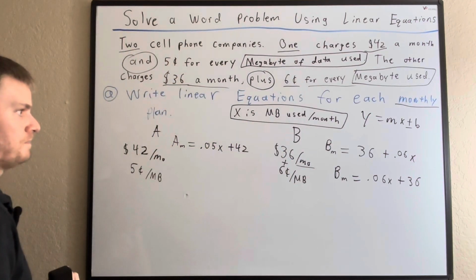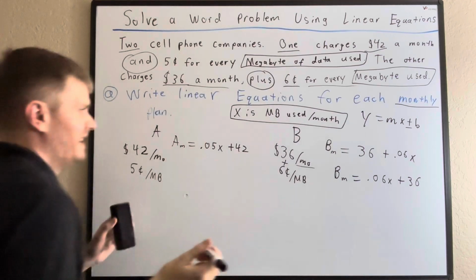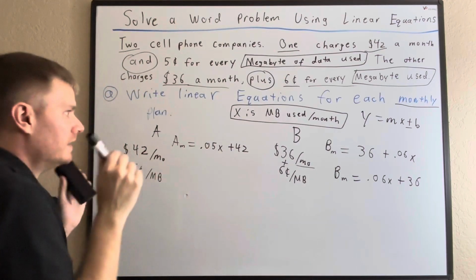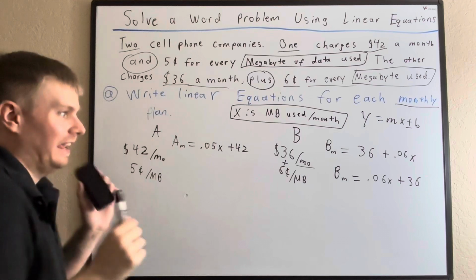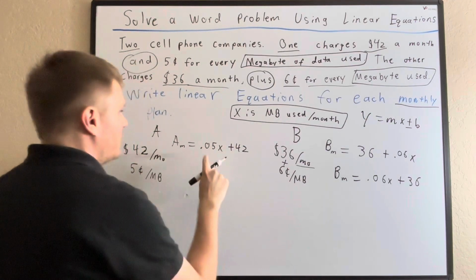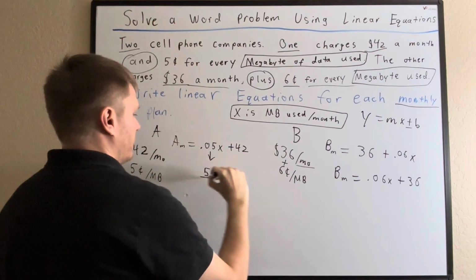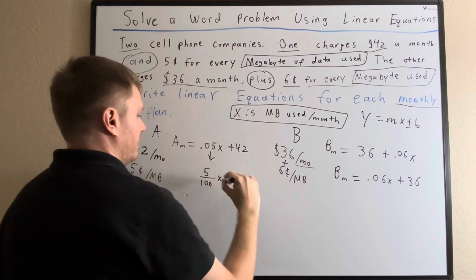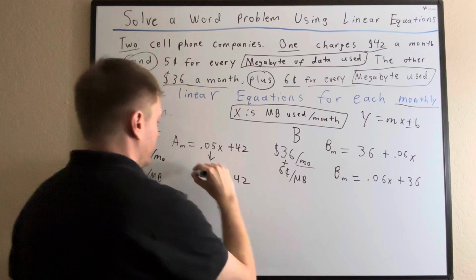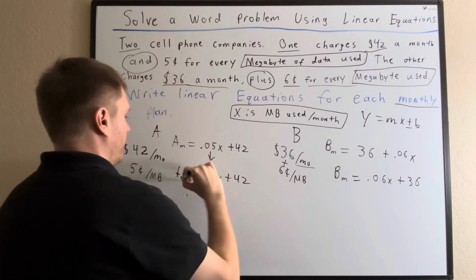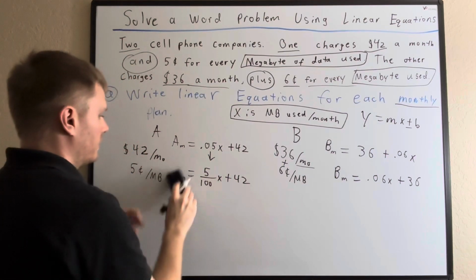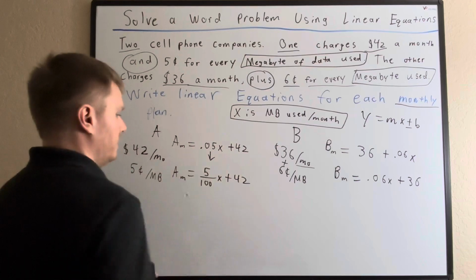Not too shabby. Now, you might have some teachers that are anti-decimal. So maybe we want to convert this to a fraction. Say 5/100ths, right? Plus 42. That might look a lot better to a teacher. You never know. They might appreciate that.